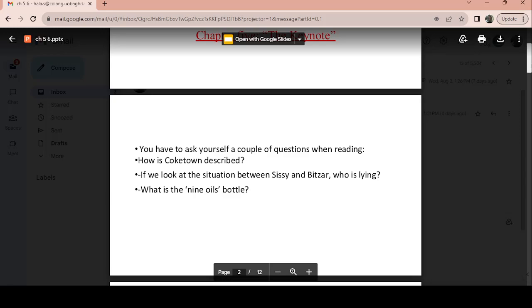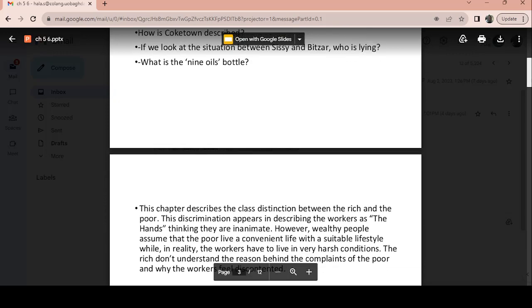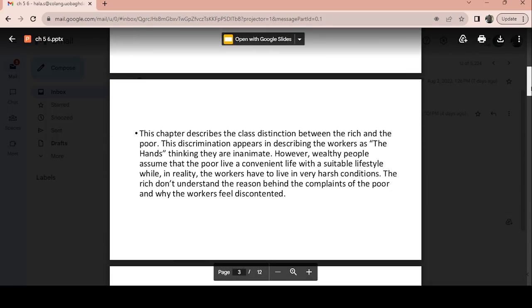If we look at the situation between Sissy and Bitzer, who is lying? And the third question, what is the nine oils bottle? We will know all these answers in these slides.